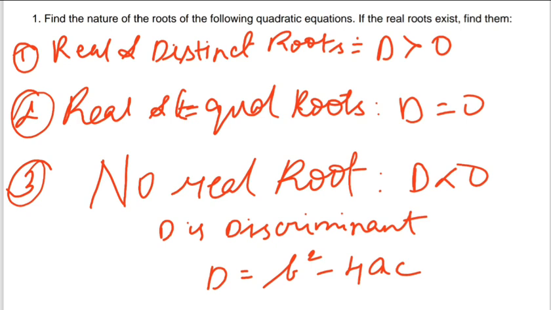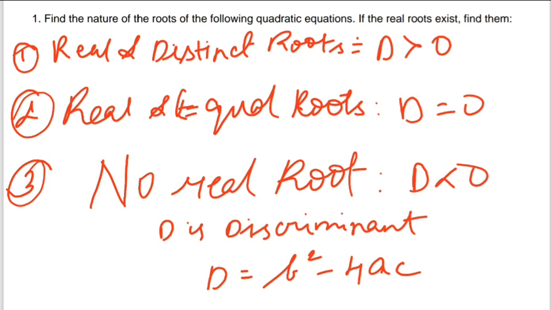The second condition is real and equal roots. Real and equal roots means both the roots are equal in number. Numerically they are equal, that is, both the roots are the same number. For that, the condition will be discriminant is equal to 0.